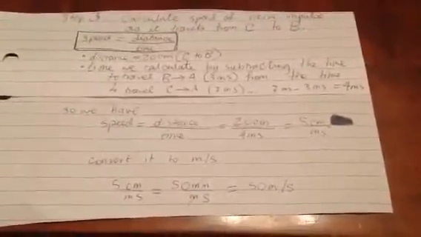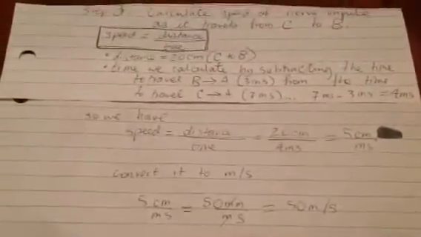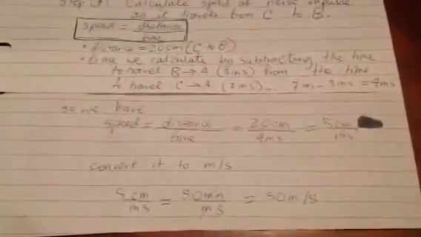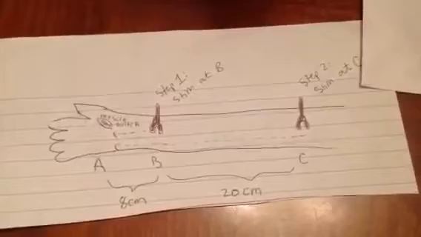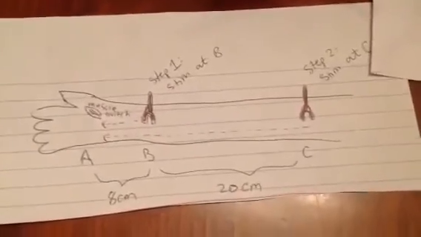So we have 5 centimeters per millisecond. Now we have to convert that to meters per second, and then you say 5 centimeters is 50 millimeters, and then the millis cancel out, so you have 50 meters per second, and that is how you calculate the speed that the impulse is traveling from C to B. I hope this makes sense.